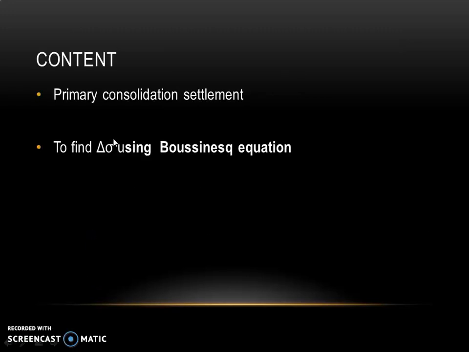In this presentation, we will solve a problem on primary consolidation settlement, wherein we will learn how to find delta sigma, that is the increase in the vertical stress due to the load acting on the soil, which may be due to construction of any structure. And we will find out delta sigma using the Boussinesq equation, which has already been studied under stress distribution in soil.